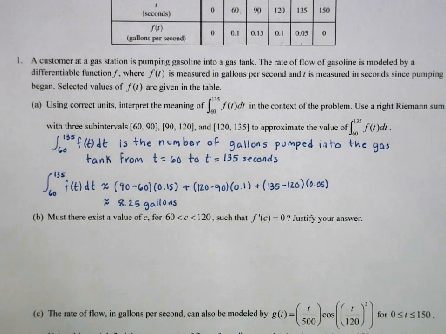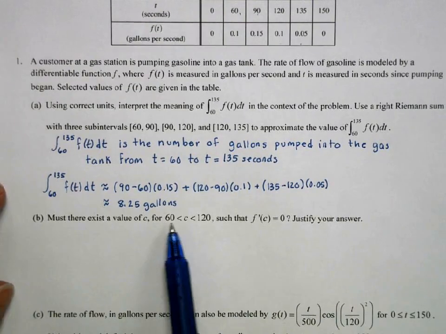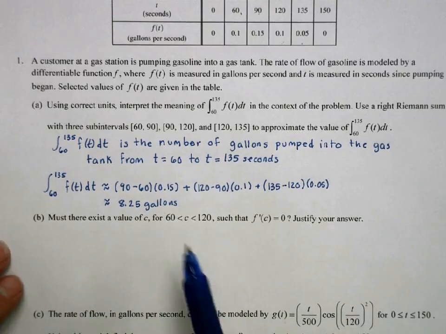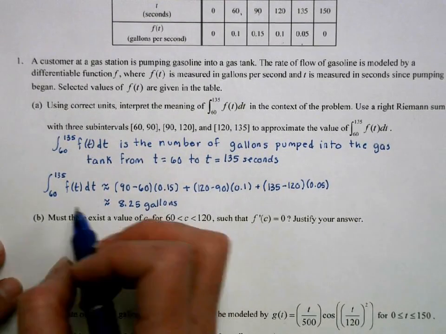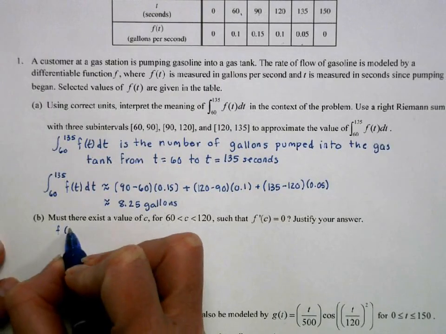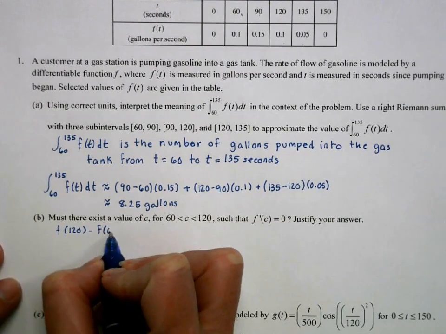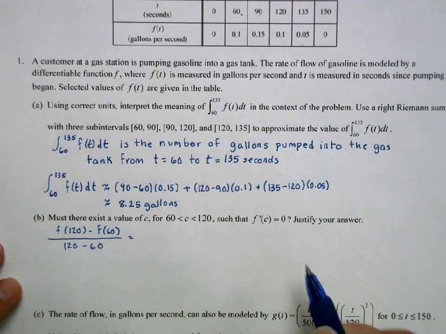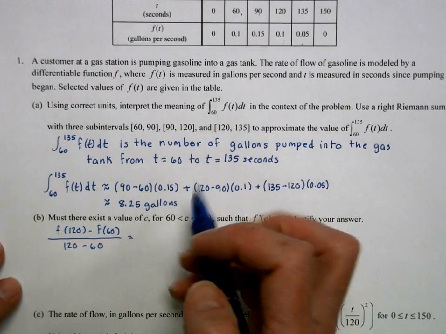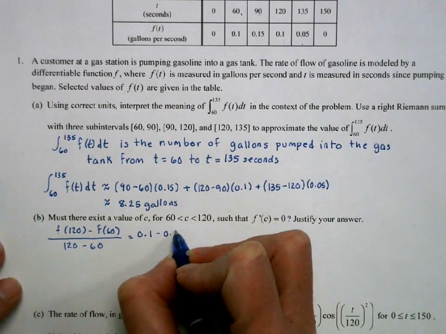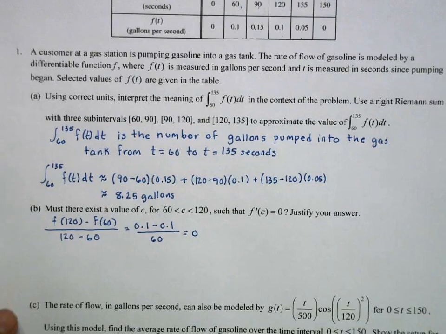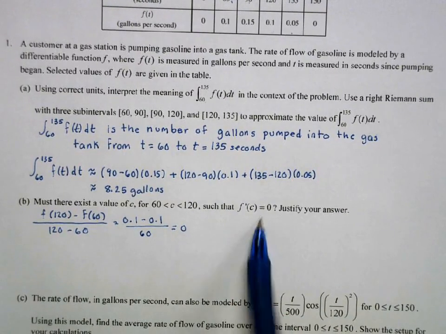Okay, part B. Must there exist a value of c for 60 to 120 such that the derivative equals 0? Well, this is talking about the mean value theorem. So what I'm going to do is find the difference quotient of f of 120 minus f of 60 over 120 minus 60. From the table, both f of 120 and f of 60 are 0.1. So that equals 0. So must there be a value of c where the derivative equals 0? Yes.